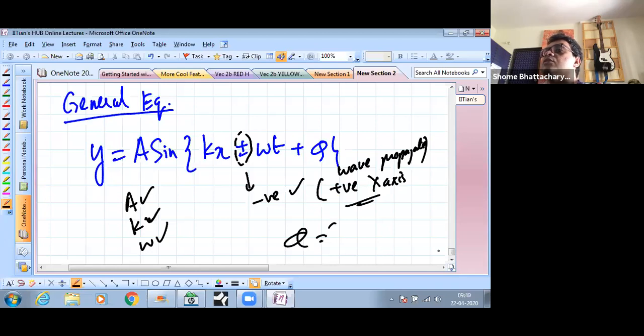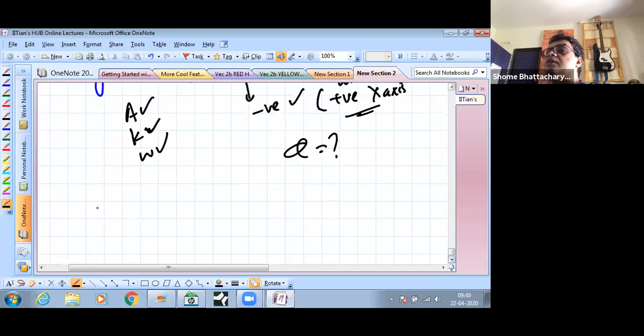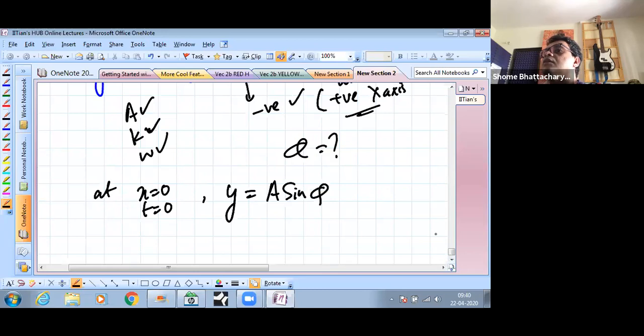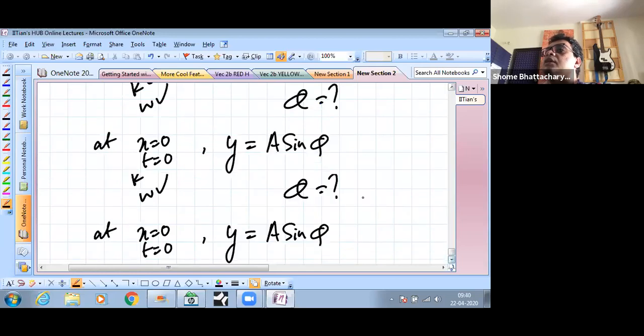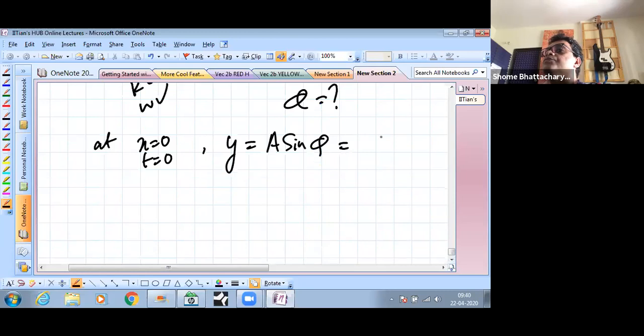So phase constant, see how will we find it? We can see that at x equal to 0, t equal to 0, the value of y according to the above equation should become how much? It should become a sine phi. Just substitute x equal to 0, t equal to 0. So this whole term becomes phi. And that from the graph was how much? It was minus a by root 2. So we know that sine phi is minus 1 by root 2.